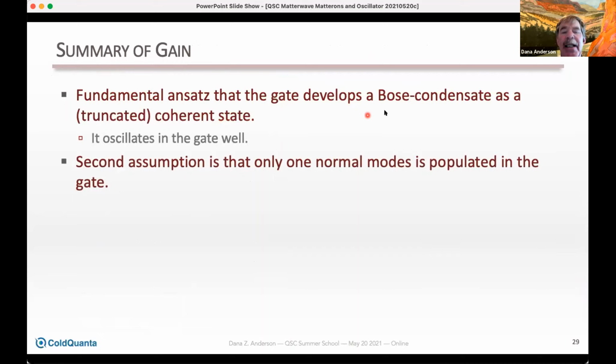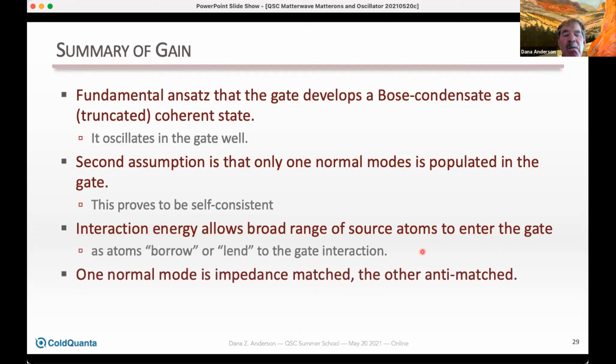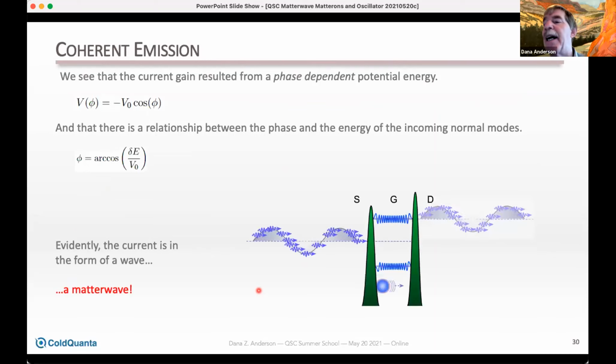So the fundamental assumption is that the Bose condensate is oscillating. Second assumption is that only one normal mode oscillates. And these two together prove to be self-consistent. We'll get to that later. But the interaction energy allows a broad range of source atoms to enter the gate. Again, because of this phase-dependent potential. So atoms can either borrow or lend energy to the interaction with the BEC. And the way we say it from the electrical engineer's point of view, first of all, is one normal mode is impedance matched, the other is anti-matched, and so reflects. And the spectrum of energies of the normal modes is much broader than it would be if there's no interaction with the condensate. And that is what gives rise to gain.